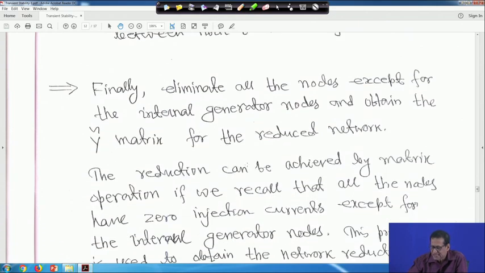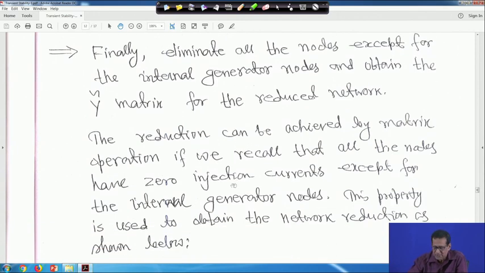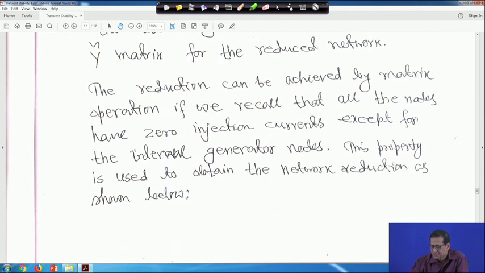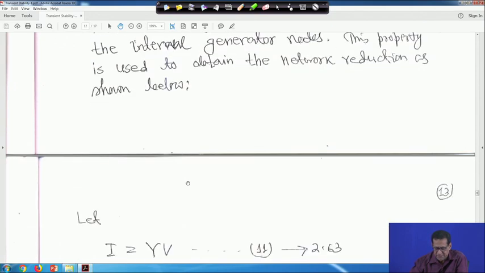The reduction can be achieved by matrix operation if we recall that all the nodes have 0 injection current except for the internal generator nodes. We will assume that in all the loads there is no current, I mean 0 injection of current, right. That means for generators 1 to n current injection is there, but at the rest of the nodes, where generators are not there, we will assume the current injection to be 0. This property is used to obtain the network reduction as shown below.